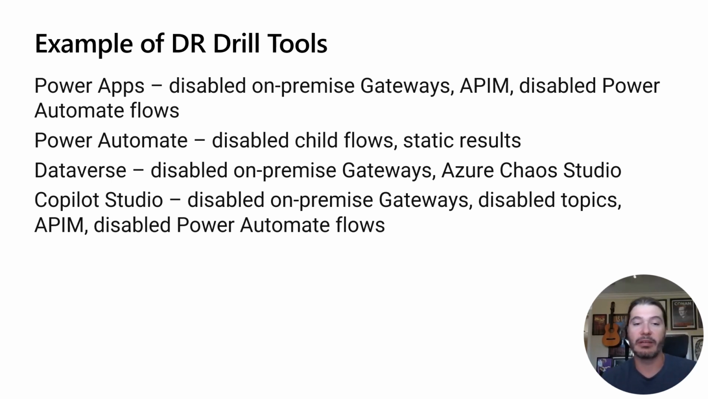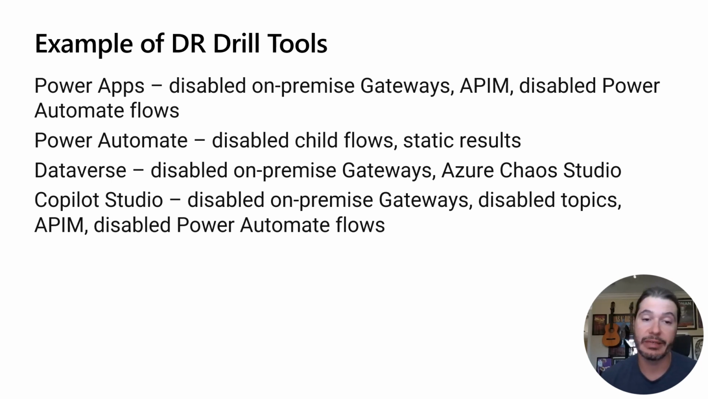You can also, for some connectors, set up the static results and mimic an error coming back, maybe like a throttling error, and see how you handle that. For Dataverse, disabling the on-premise gateways, turning on Azure Chaos Studio if you're using things like Azure Functions, Service Buses, Event Hubs, things like that.